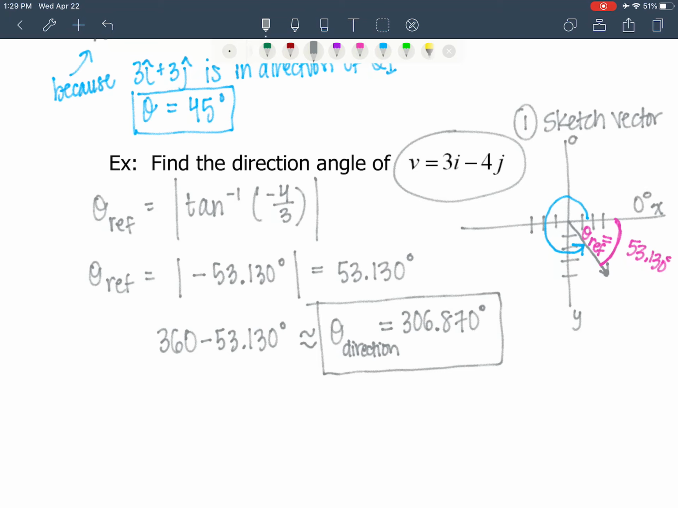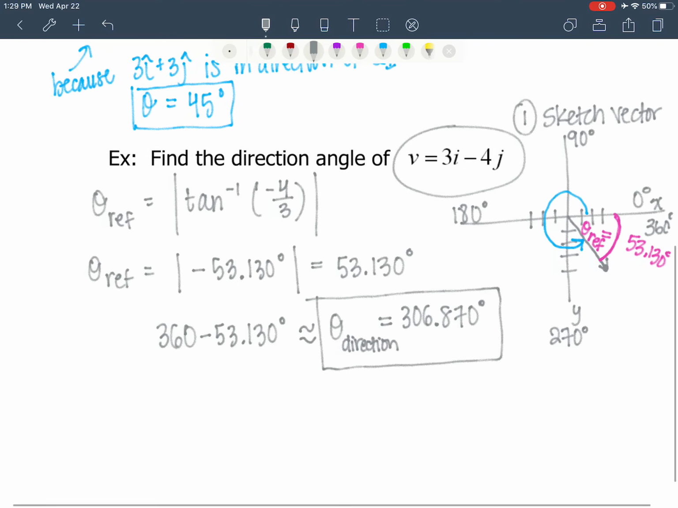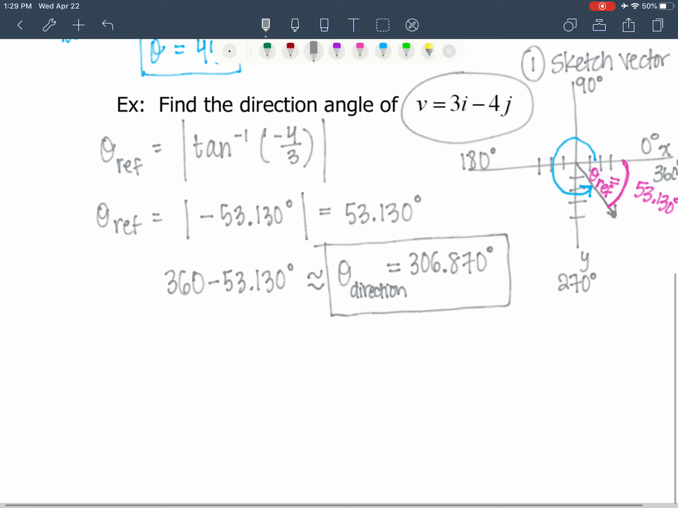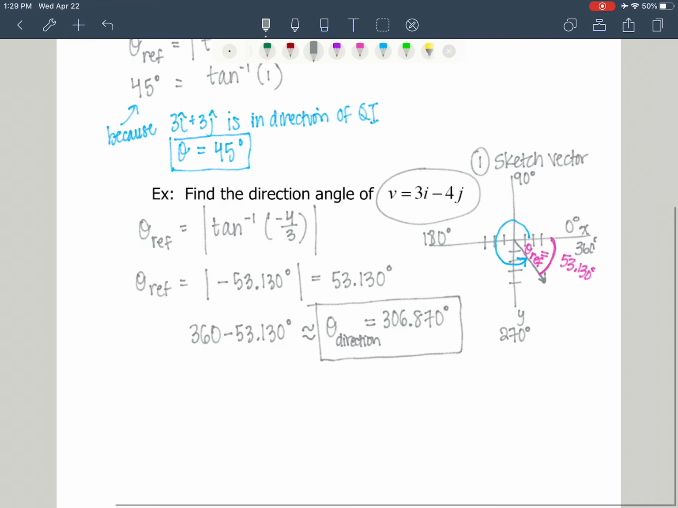Now, it might be helpful for you to go around the circle or around the coordinate plane and write your angles: 0 degrees, 90 degrees, 180, 270, and then 360. And it will make a lot of sense now that, oh, 306 is in quadrant 4. Okay, so these are all about your direction angles being your angles in standard form.